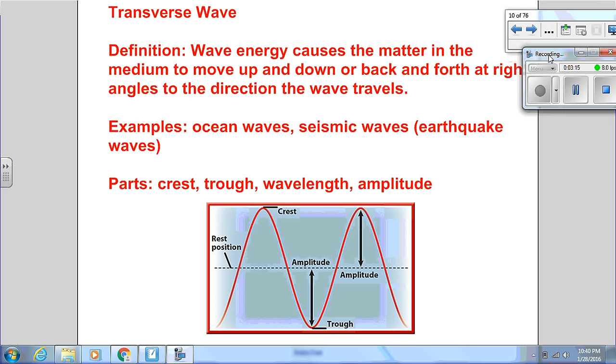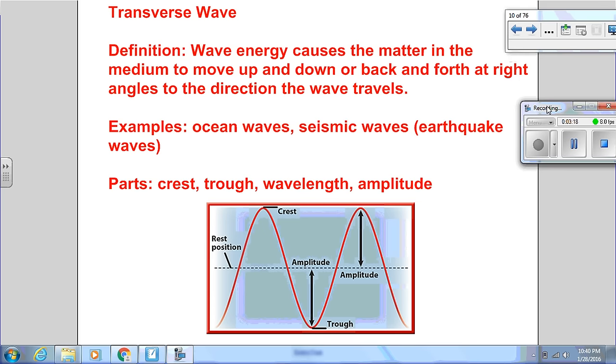Now, let's talk more specifically about some different types of mechanical waves. We can break it down even further and classify mechanical waves as either being transverse or compressional. Let's look at the transverse wave first. The big difference between these two waves is how they cause the matter to move whenever they travel through it. With a transverse wave, it causes the matter to move up and down and back and forth at right angles to the direction the wave travels.